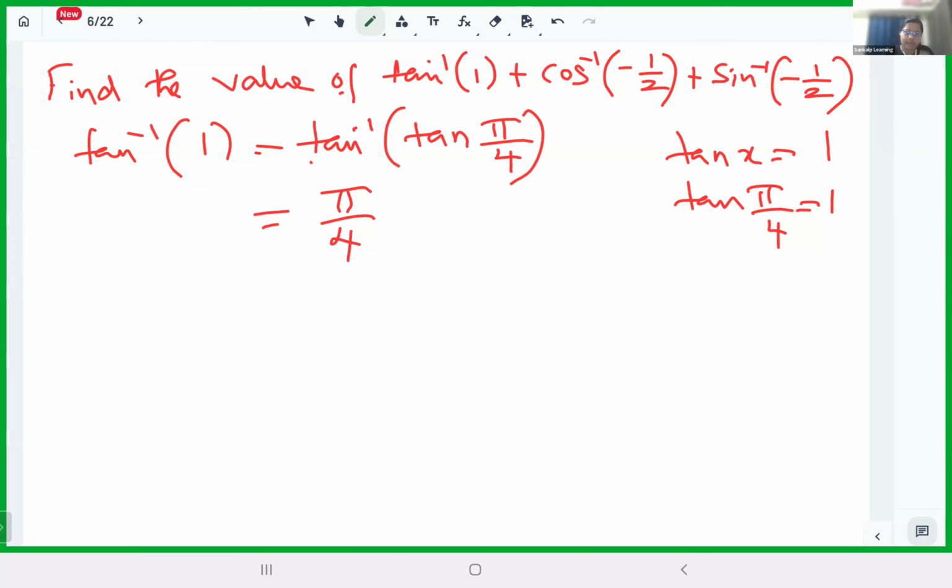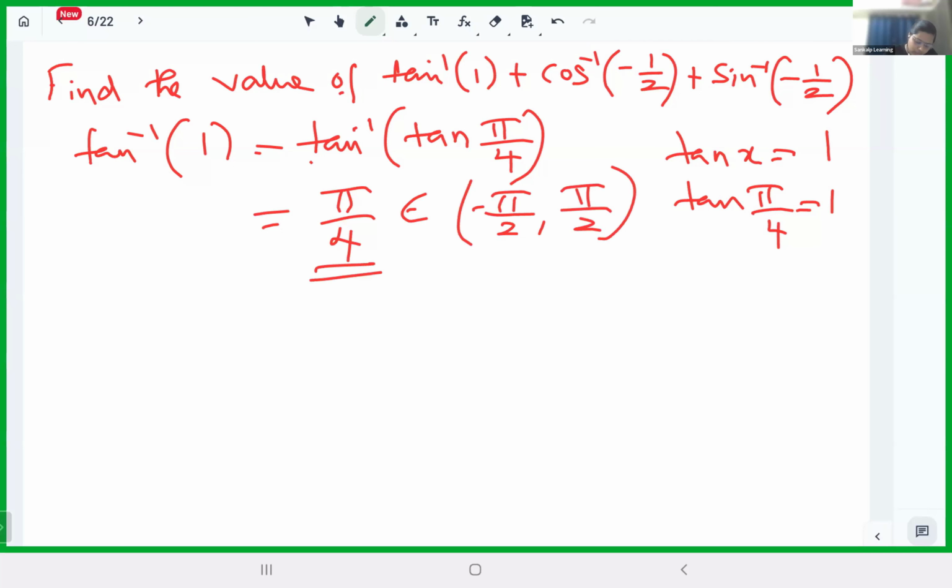And what is pi by 4? Pi by 4 means it is 45 degree. What is the principal value branch of tan inverse? It is the open interval minus pi by 2 comma pi by 2. Clearly pi by 4 belongs to the PVB. So the answer is pi by 4.